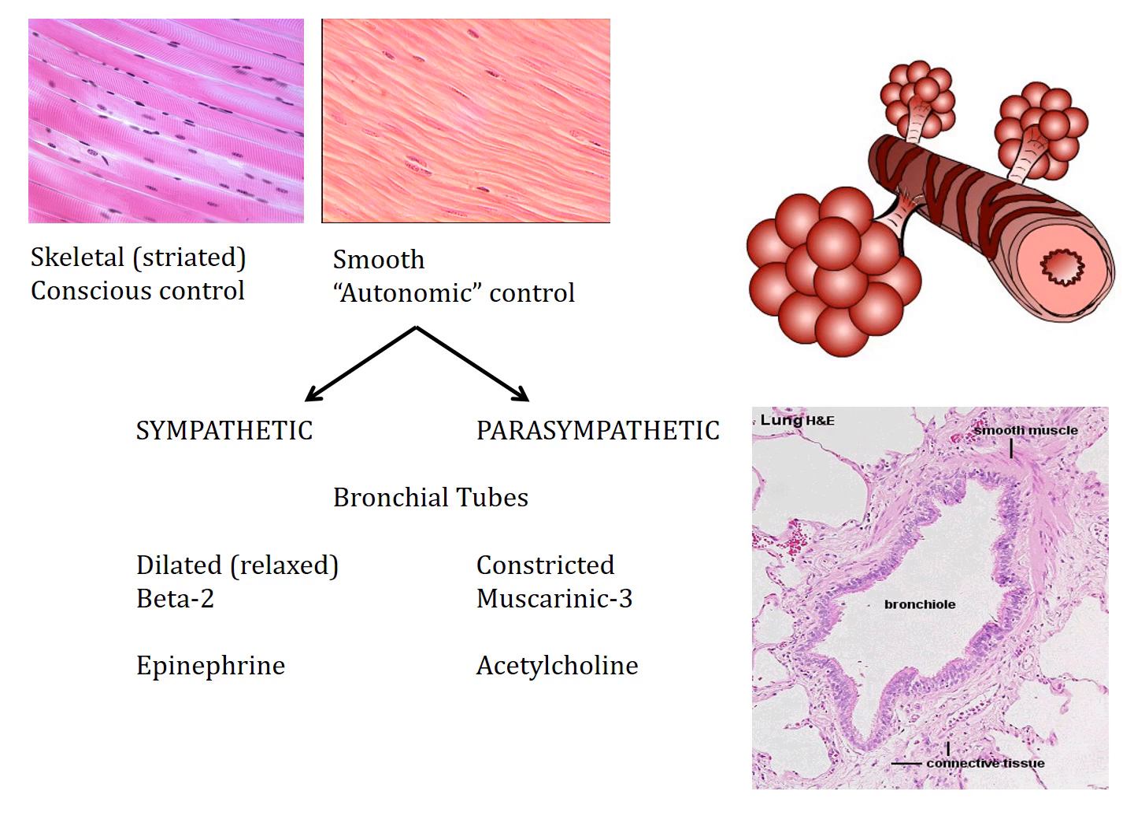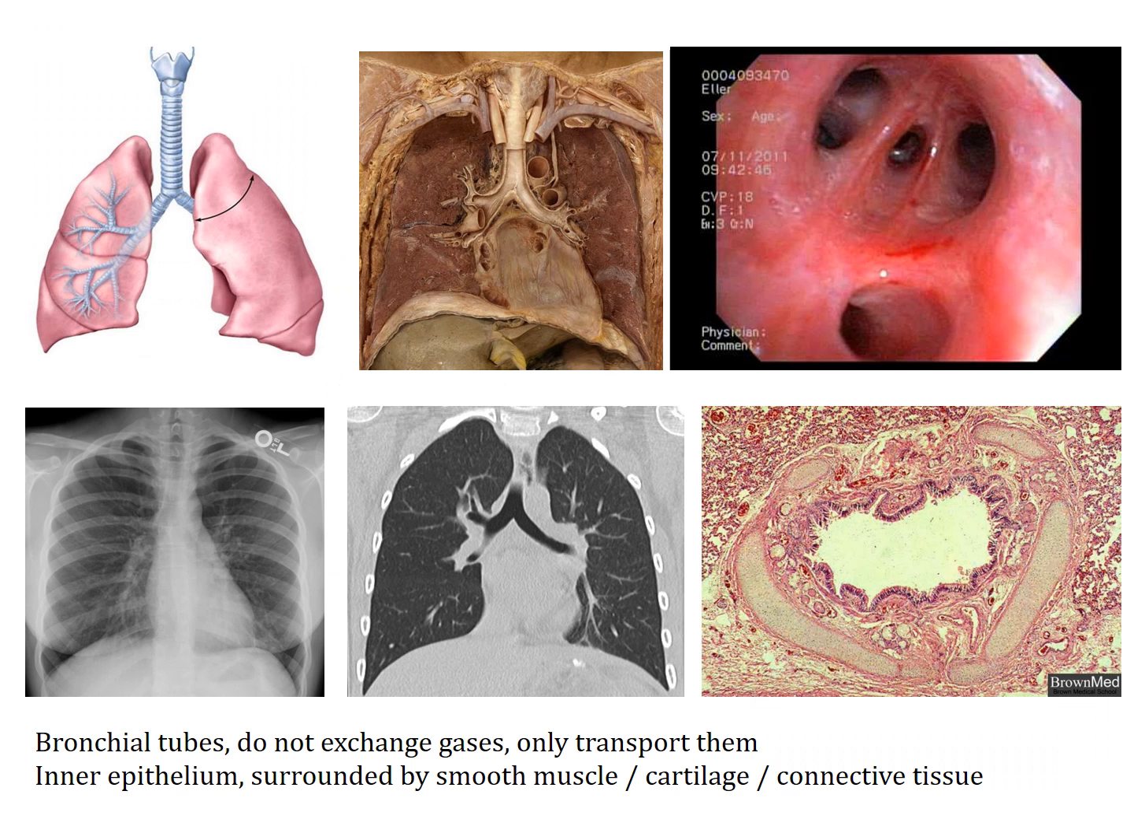Again, there's no real physiology going on in terms of the cartilage. All the physiology with respect to the size of the lumen is all happening with the smooth muscle. Bronchial tubes don't exchange gas, they only transport the gas. Bronchial tubes have the smooth muscle, but remember they're lined by epithelium. Underneath the epithelium is the smooth muscle, and then in there we also have cartilage and connective tissue.